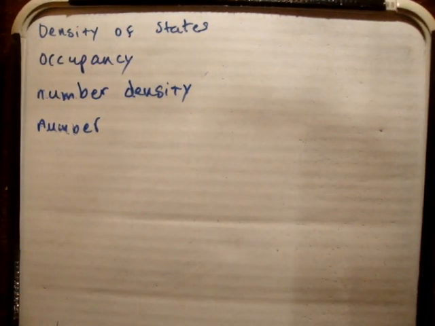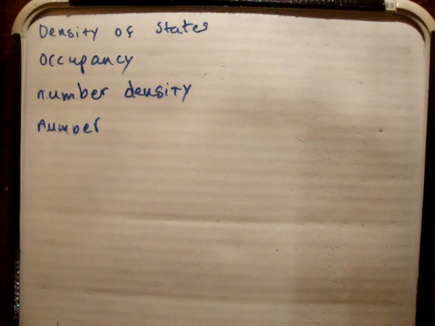Okay, in this video I'd like to introduce a couple of concepts that are very important, especially if you're doing quantum physics or something along those lines. They are the density of states, the occupancy, the number density and the number. So the first thing I'd like to ask you is, what does density mean?